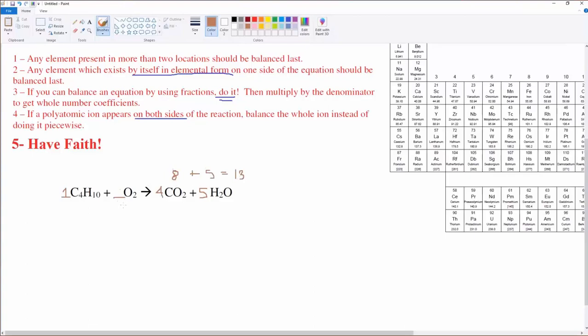What number can I put here that will make this whole thing worth 13 oxygen atoms? 6.5. Perfect. Or I'm going to put 13 halves, right? Because if I multiply that by 2, the 2's will cancel and I'm left with 13. So this is number 3 here: if you can balance an equation with fractions, do it, right? So much easier to say 13 halves. Is this equation balanced? Do I have the same number of carbons, hydrogens, and oxygens on each side?